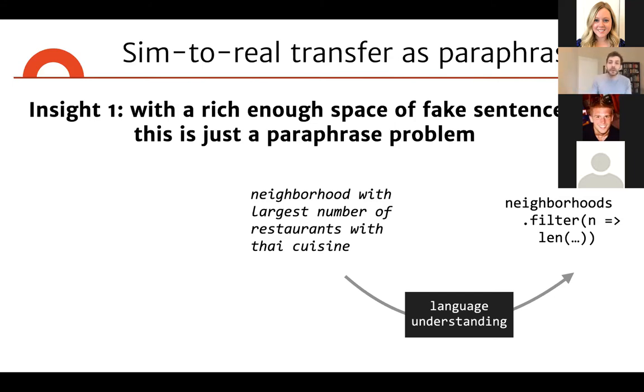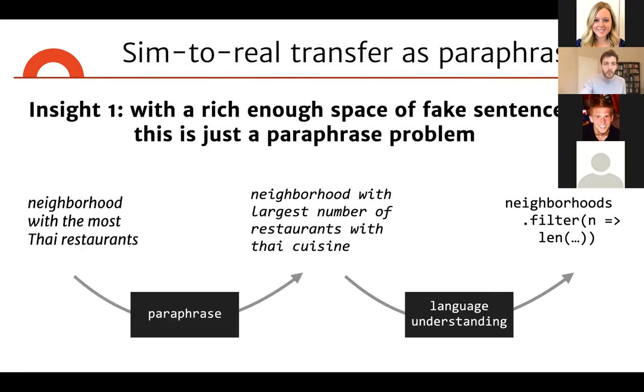When somebody comes to me with a new sentence that I've never seen before, like neighborhood with largest number of restaurants with Thai cuisine, first of all, I can train my model just on the synthetic data using the procedure that we were looking at before. But importantly, when somebody comes to me with a new natural sentence, like neighborhood with the most Thai restaurants, all I have to do is find the synthetic sentence that means the same thing as this natural sentence that came in.